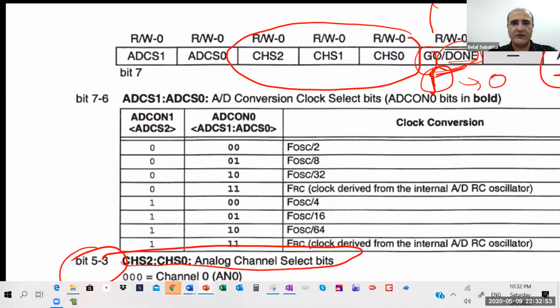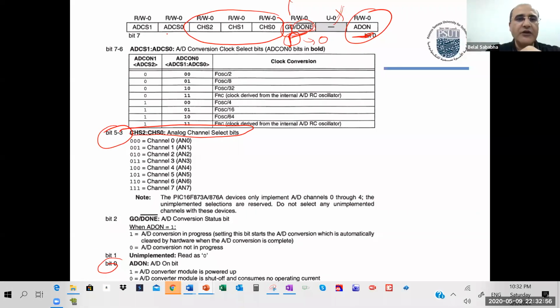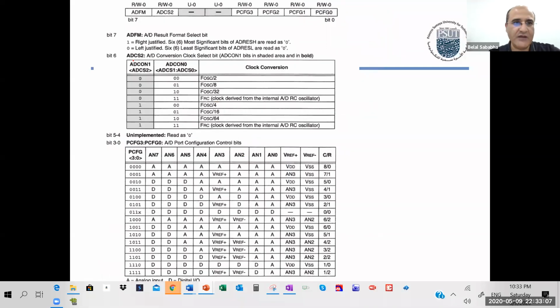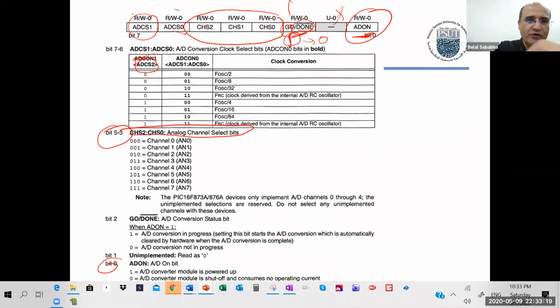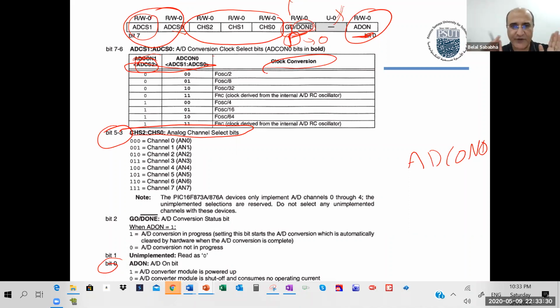What happened? How did it work out? It's nice, but I don't know how. Analog to digital clock select 0, analog to digital clock select 1, and analog to digital clock select 2. You see these? But where are they located? In the register called ADCON 1. This bit in the ADCON 1 register, with these 2 bits from ADCON 0, make 3 bits. They select the clock conversion speed, the frequency that will be used for the A to D.